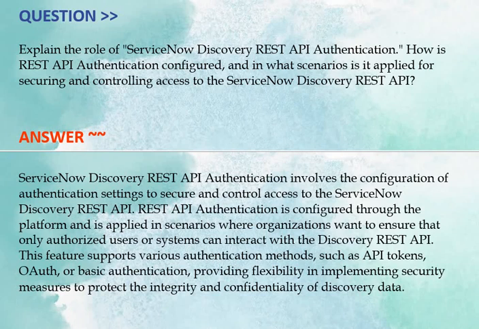The answer to this question is: ServiceNow Discovery REST API authentication involves the configuration of authentication settings to secure and control access to the ServiceNow Discovery REST API. REST API authentication is configured through the platform and is applied in the scenario where organizations want to ensure that only authorized users or systems can interact with the Discovery REST API.